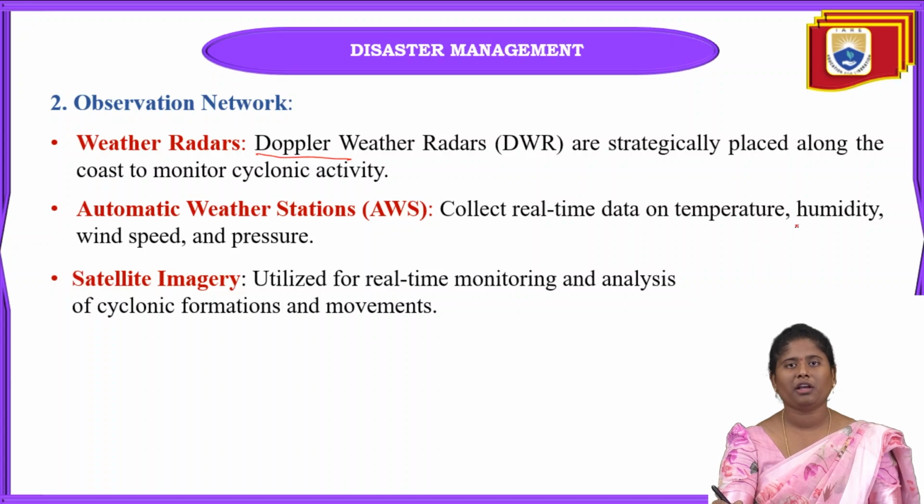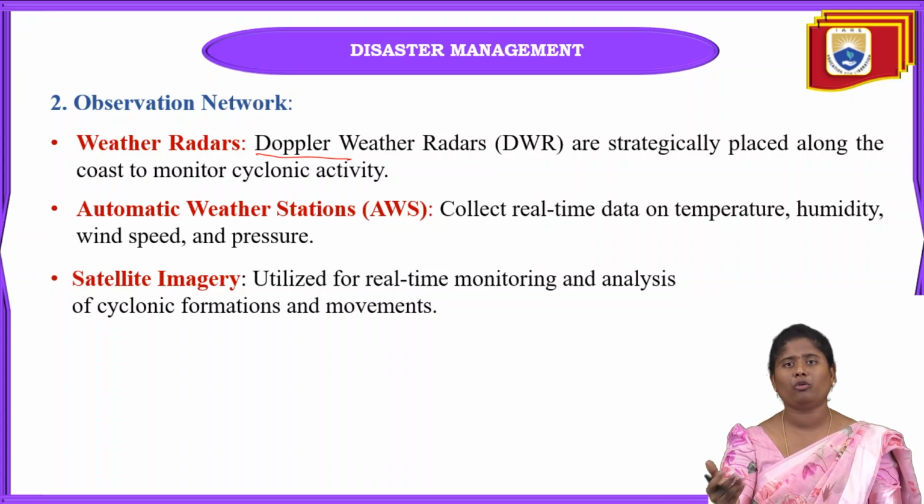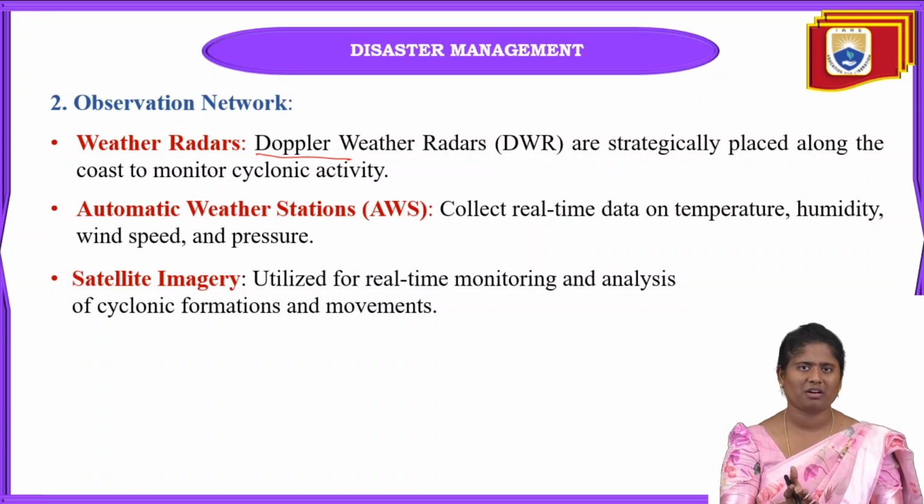Next one is automatic weather stations. In this weather station, what will happen is it will collect overall real-time data on pressure, temperature, wind speed, and humidity. Why? Because if the wind speed is greater than 150 mph, that will cause cyclones with high wind speed. They have to be very careful when these cyclones are going to occur. They have to displace or evacuate the people from one place to another. Some precautions have to be taken before any type of disaster happens.